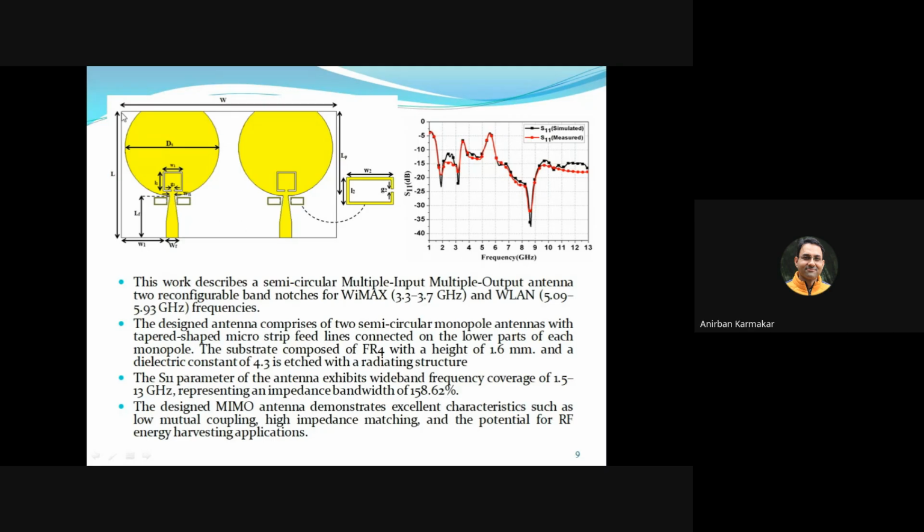The substrate, composed of FR4 with a height of 1.6 millimeter and a dielectric constant of 4.3, is etched with these two radiating structures. The S11 parameter of the antenna exhibits wideband frequency coverage of 1.5 to 13 GHz, representing an impedance bandwidth of 158.62%. The designed MIMO antenna demonstrates excellent characteristics such as low mutual coupling, high impedance matching, and the potential for RF energy harvesting applications, which we will discuss later.